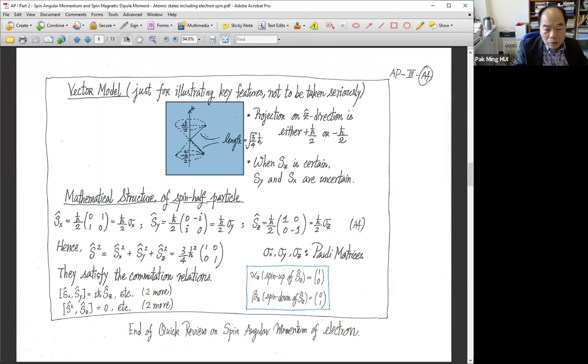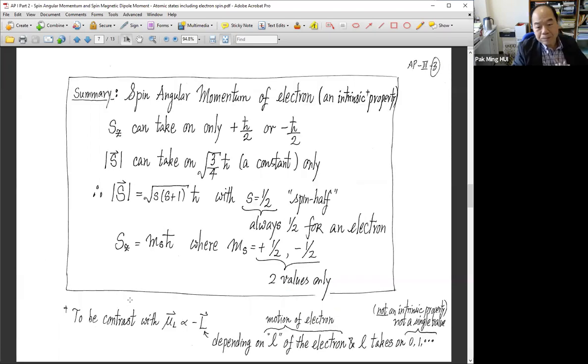And I also know that you have seen all these Pauli matrices last term. I just write them out here for completeness. You should review the spin part if you need that knowledge.